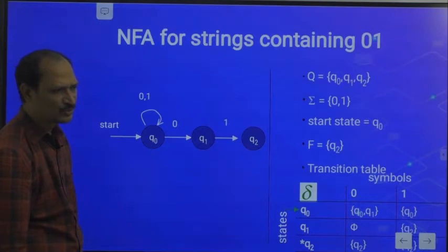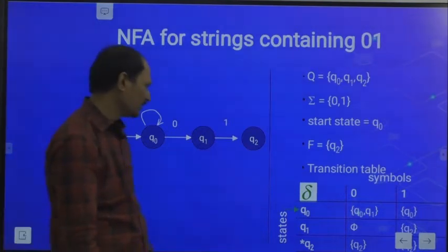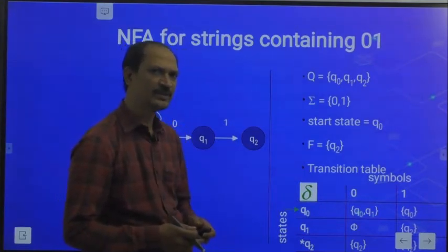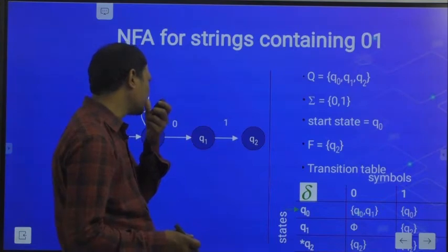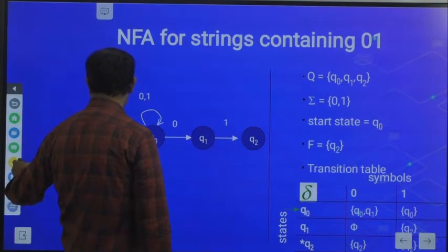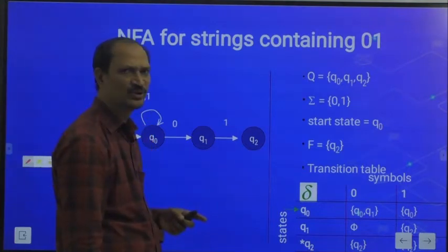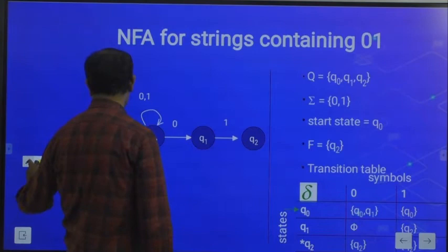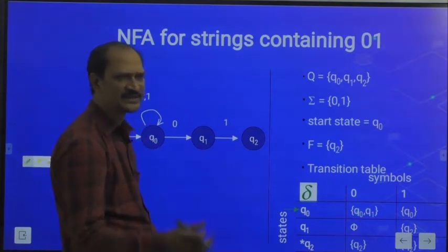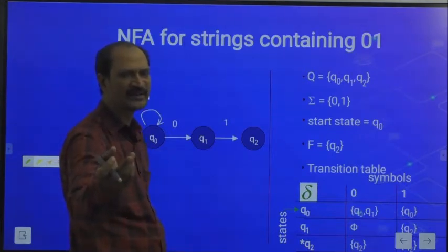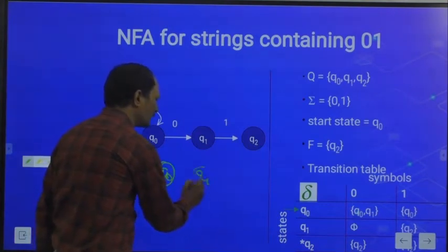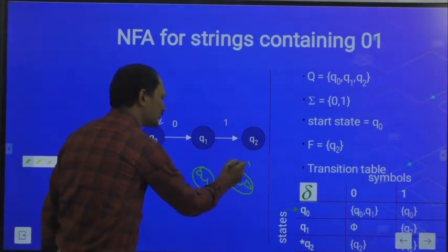Already we have told you how to design a DFA machine to accept the set of all strings that contain 0, 1 as a substring. Now we are going to explain how to construct an NFA machine that accepts the set of all strings that contain 0, 1 as a substring. Let me explain it. 0, 1 consists of two symbols, so we require at least 3 states: starting state Q naught, Q1, and Q2 is the final state.